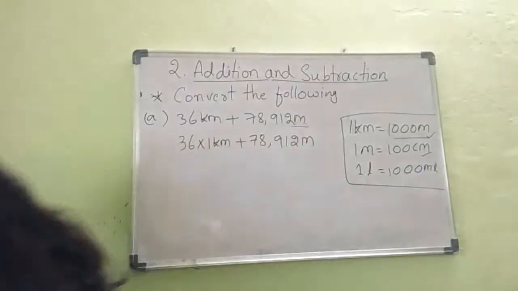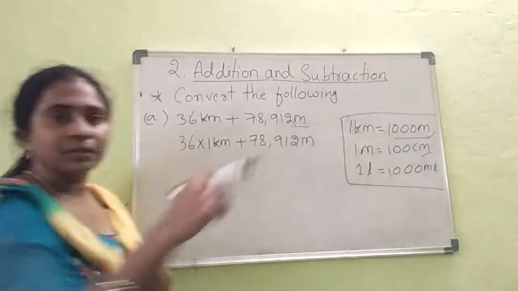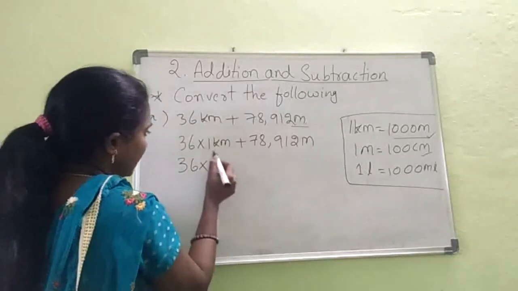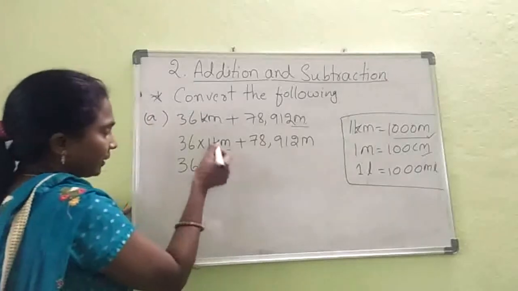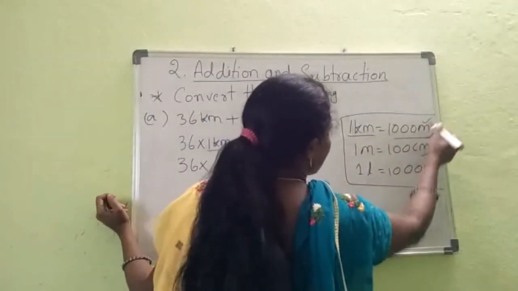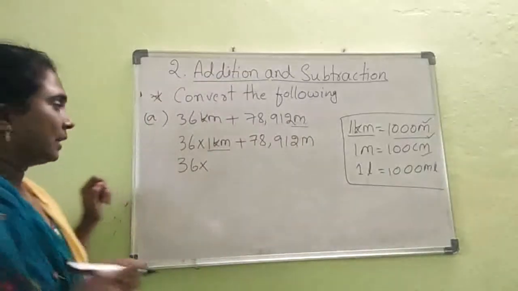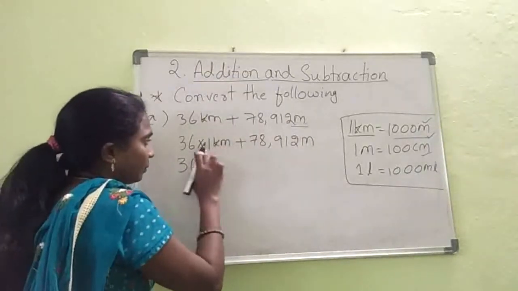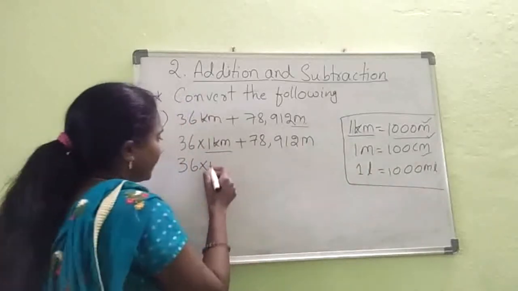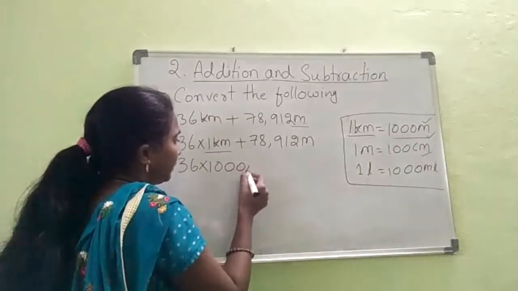Now, observe the standard values. See the standard values. 36, right? So here in the place of 1 kilometer, what value do we have? 1 kilometer is equal to 1000 meters, right? So instead of writing 1 kilometer, I am writing here 1000 meters.